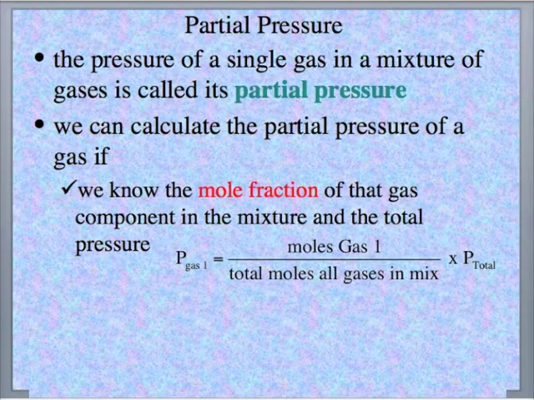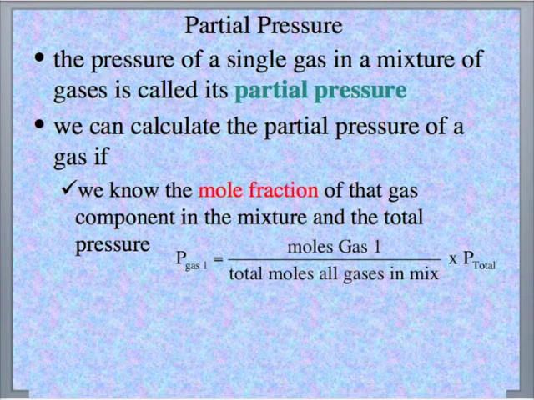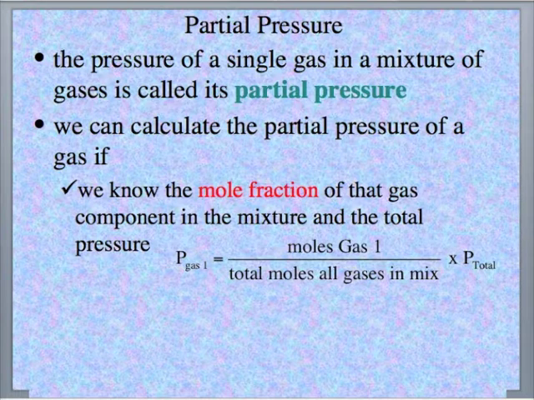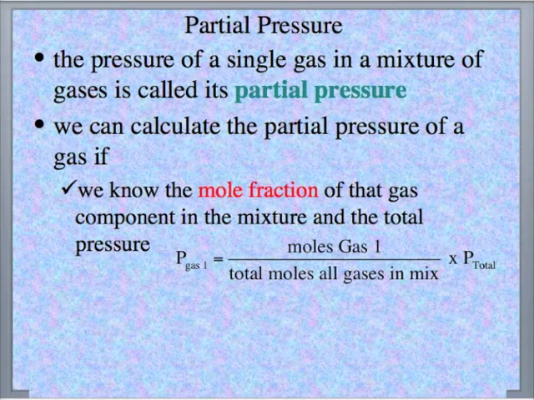The partial pressure of gas 1 equals the moles of gas 1 divided by the total moles of all gases in the mixture. That's the mole fraction of gas 1. And we multiply that by the total pressure. And that'll give us the partial pressure of gas 1.